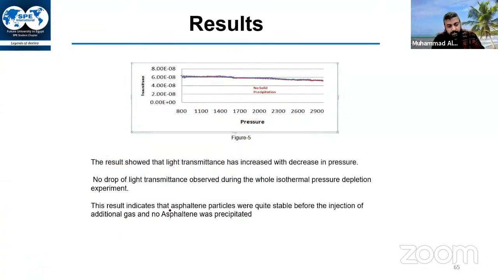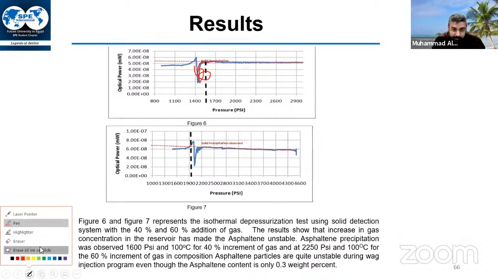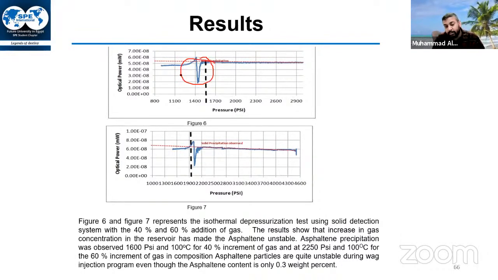In the next step, we added some more gases, so we changed the composition. As I said, there are 3 factors that can cause asphaltene to precipitate: change in composition, change in pressure, or change in temperature. In this case, we changed the pressure and nothing happened. But when we change the composition, you see a severe drop in light transmittance in this section, meaning light couldn't pass that area. Why? Because there's definitely some solid formation which did not let the light transmit. So light was disturbed. That is the reason we said that at this pressure, the asphaltene starts to precipitate.